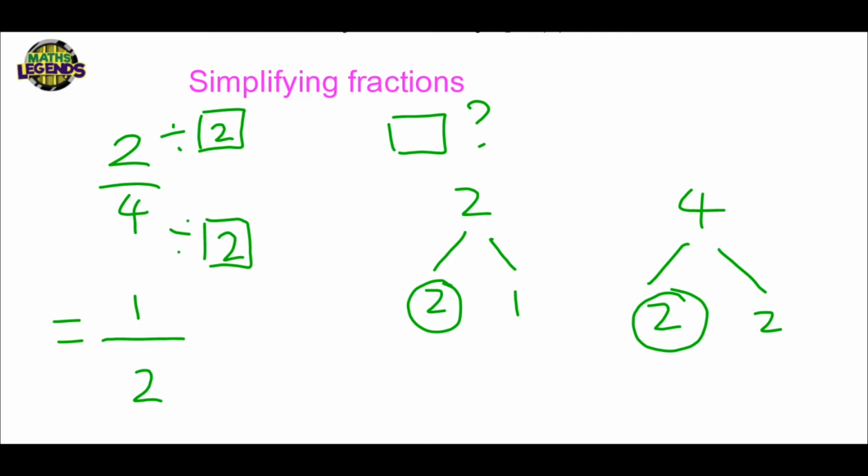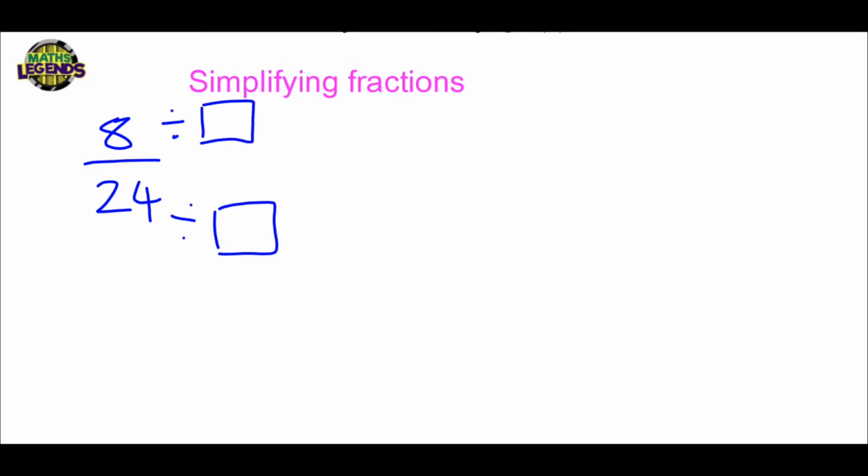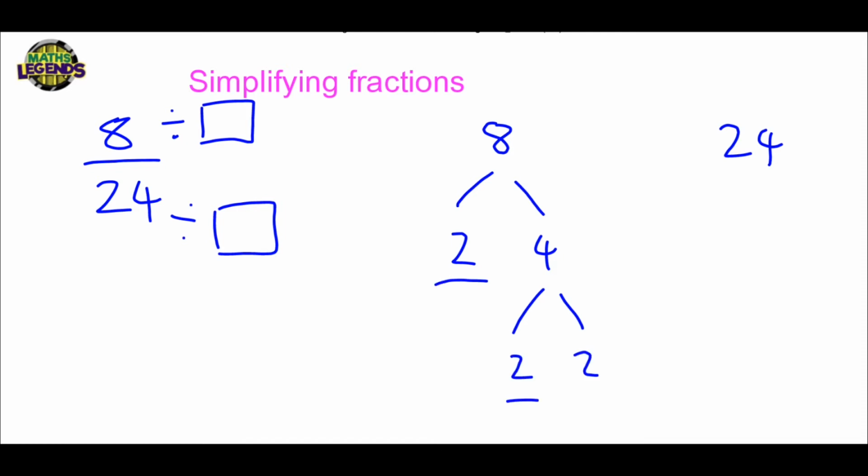Let's look at another example. Let's say we have the fraction 8 over 24. Again, to simplify, we need to divide the top and the bottom by the same number. To work out what this number is, we look at the factors of 8 and 24. So the factor of 8 is 2 times 4, and then we can break down 4 further, and that can be broken down to 2 times 2. And now we stop here because this is a prime number.